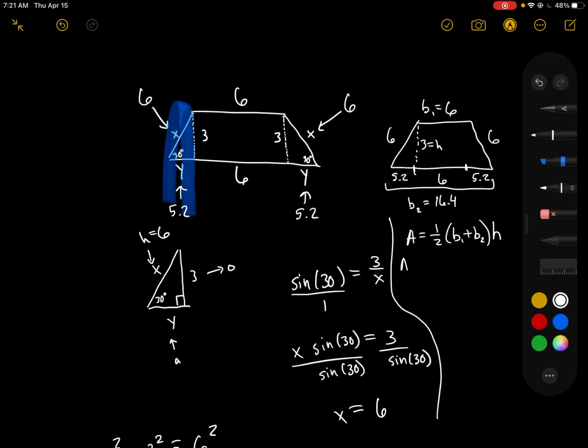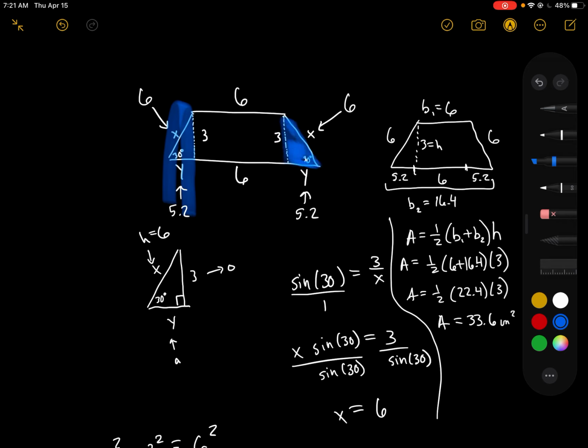So we can now use our trapezoid area formula. So area of a trapezoid, if we forgot that from earlier this year, is base 1 plus base 2 times height. We divide that by 2. So 1/2 of 6 plus 16.4 times our height of 3. So 6 plus 16.4, we'll do that first because it's in our parentheses. And then now we just have multiplication left, so we can go through and multiply each of our terms. So the area of either the top or the bottom is 33.6 units squared.